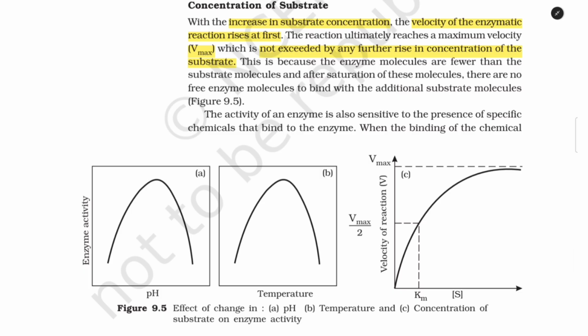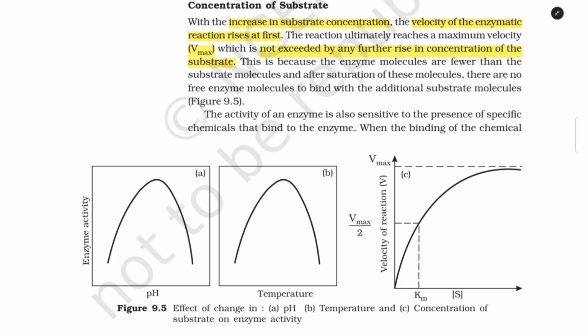Concentration of substrate. With the increase in substrate concentration, the velocity of the enzymatic reaction rises at first. The reaction ultimately reaches a maximum velocity, Vmax, which is not exceeded by any further rise in concentration of the substrate. This is because the enzyme molecules are fewer than the substrate molecules, and after saturation of these molecules, there are no free enzyme molecules to bind with the additional substrate molecules, figure 9.5.